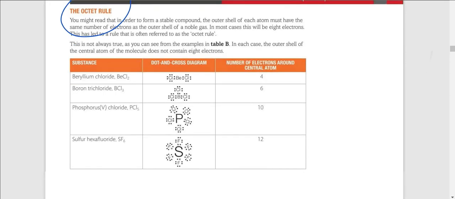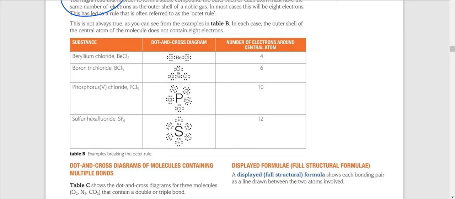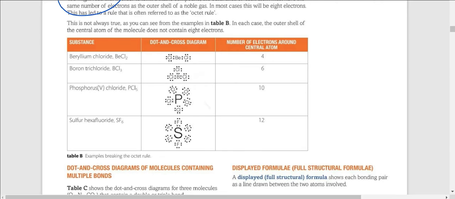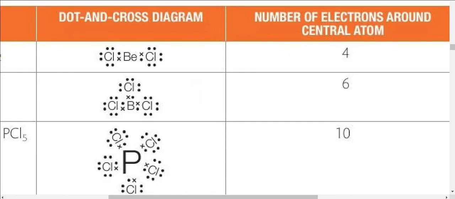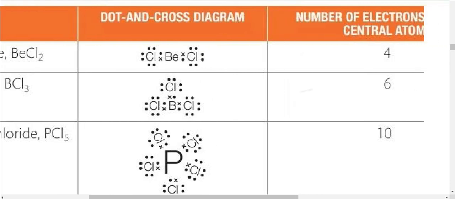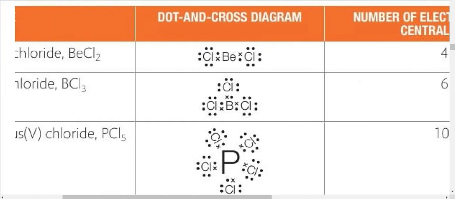We'll focus on certain molecules like beryllium chloride BeCl2, boron trichloride BCl3, phosphorus pentachloride, and sulfur hexafluoride. We'll see these molecules and the structure as well, and we'll see how it looks. So, for example, if I focus on this molecule BeCl2, number of electrons around the central atom we are going to see.